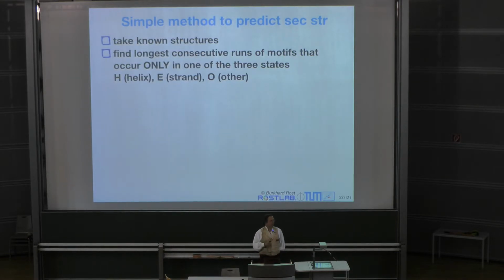Now, a simple method to predict secondary structure would be to take the known structures, find the longest consecutive run of sequence, and simply ask where it occurs. So the longest run that occurs only in helices, the longest run that occurs only in strands, the longest run that occurs only in the other state. Build up a data set, and you have a structure prediction method. Let's call it a database. You have all the fragments that are unique to one of these three. What's the problem with that?